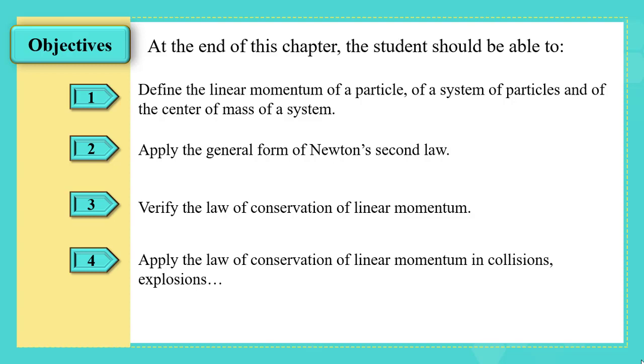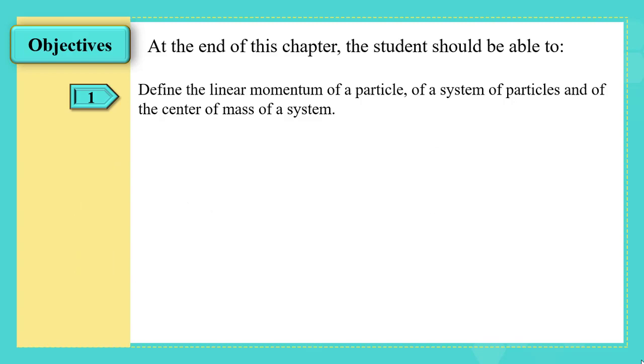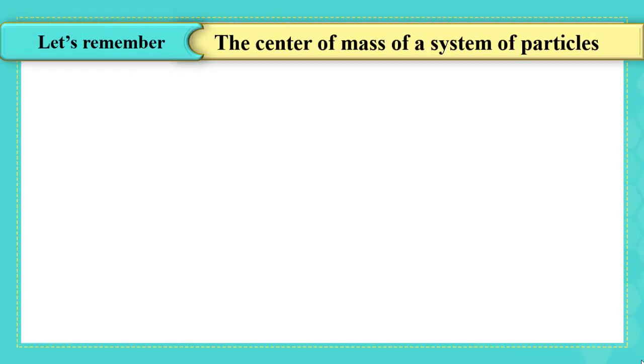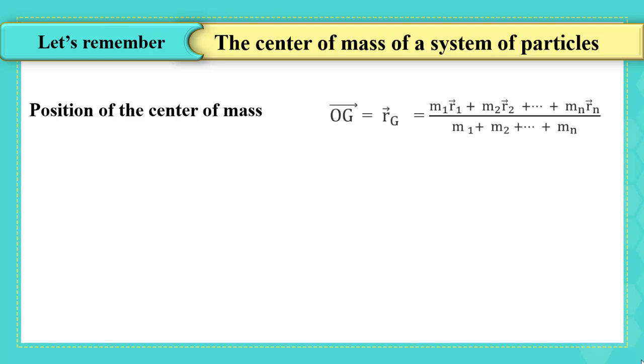Mainly in this part, we're going to talk about the first objective. We're going to define linear momentum of a particle, system of particles, and the center of mass. Let's remember first from the last year the center of mass of a system of particles. When a system is formed of particles of different masses, respectively m1, m2, m3, we used to express its position vector as r vector g equals m1 r1 vector plus m2 r2 vector plus etc.